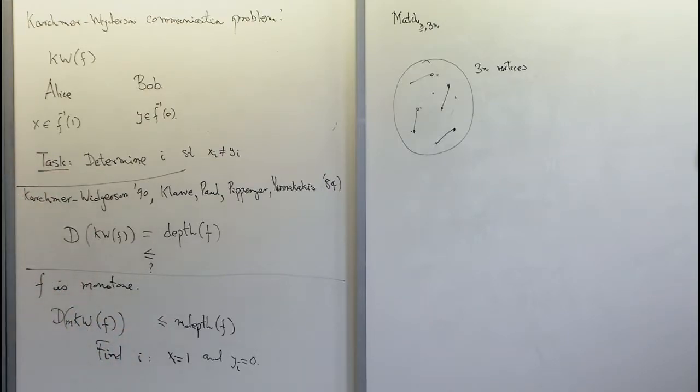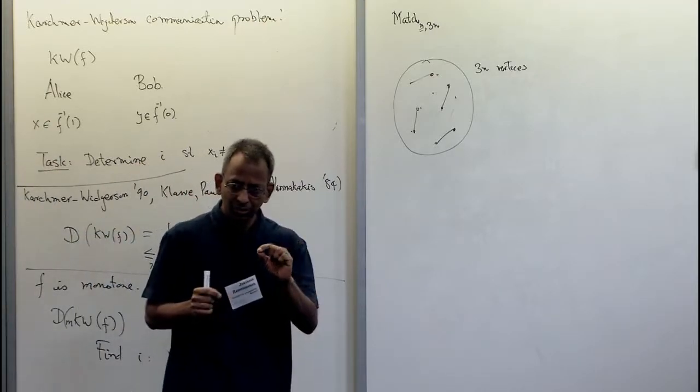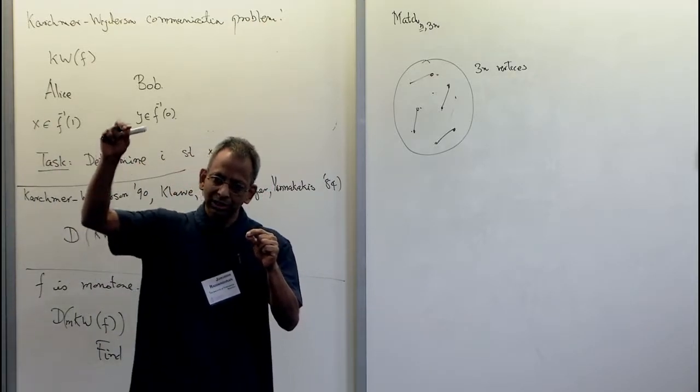Now I'll start again. Question? Just define what a monotone Boolean function is. A monotone Boolean function is one where, if you flip any bit from 0 to 1, the value of the function can't go from 1 to 0.